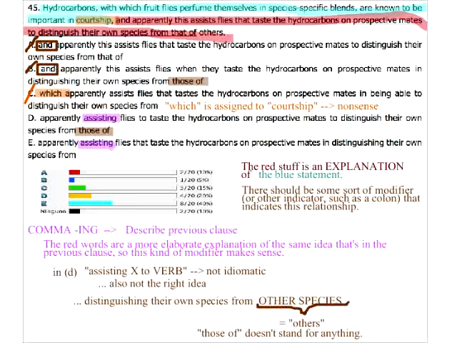Okay, yeah, that's what comma -ING modifiers generally do. They modify the whole idea of the preceding clause. So this is not an exception to anything. So the short answer is yes. Let's look at this example here.